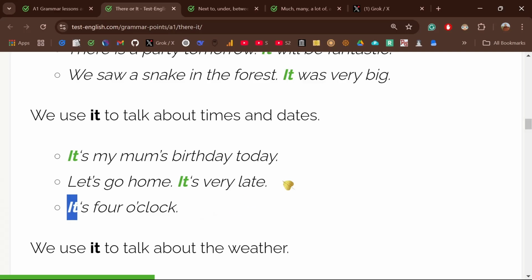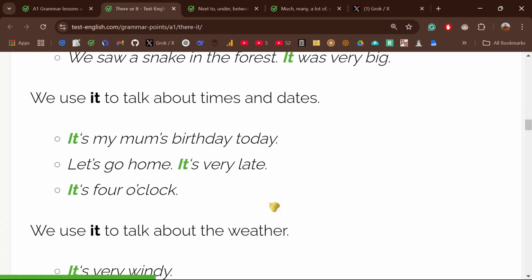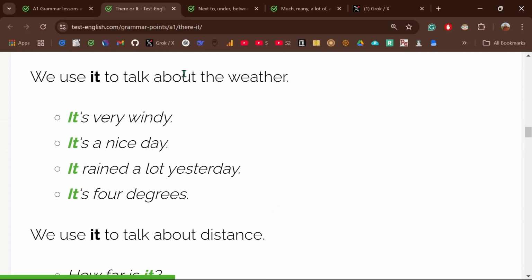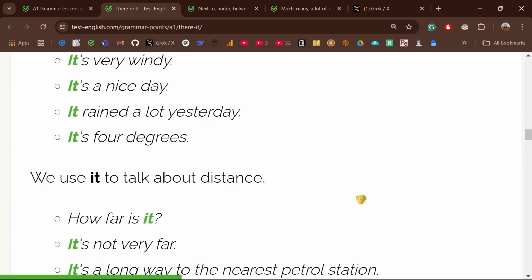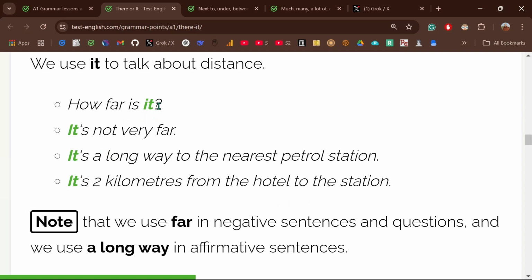It's like a preparatory "it." In terms of grammar, I don't know what the meaning is; they are not explaining over here, see? And we can use "it" to talk about the weather, for example. It's very windy, it's a nice day, it's raining, right? It's raining. The "it" there doesn't mean anything, but you have to use it to make the sentence. It's 4 degrees. Distance. How far is it?